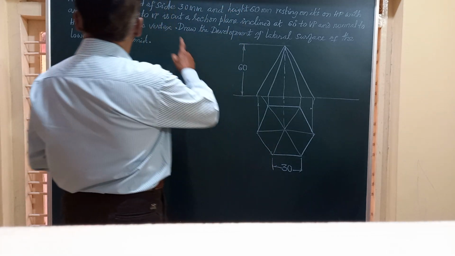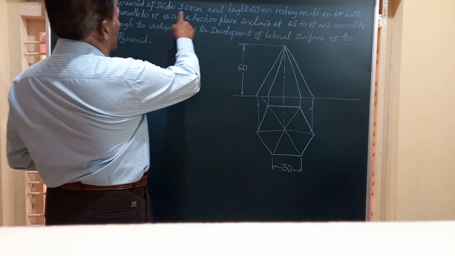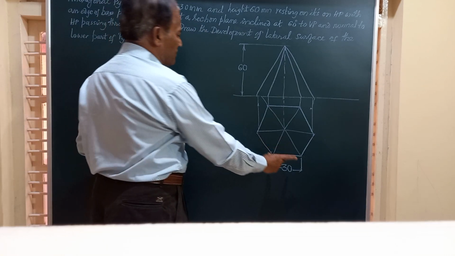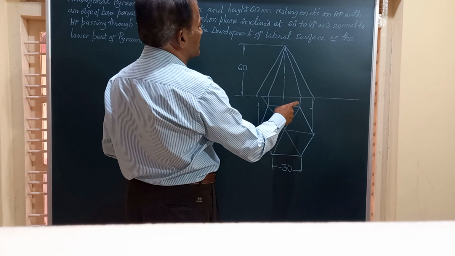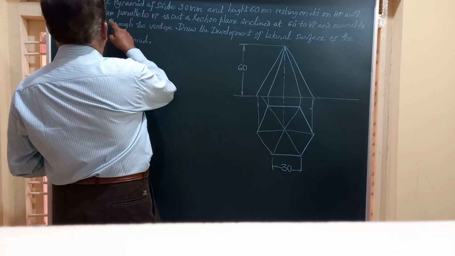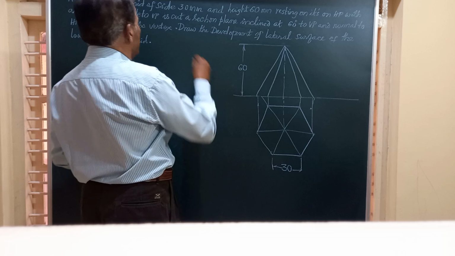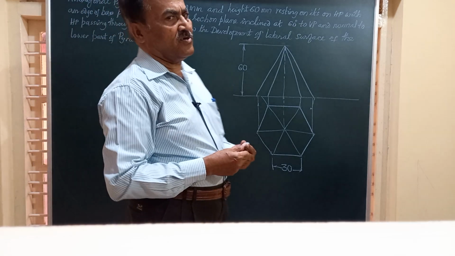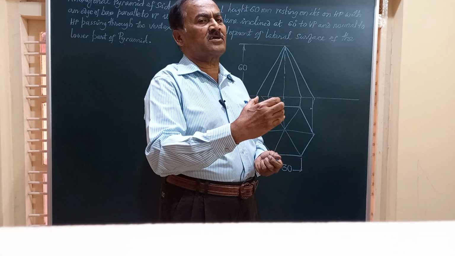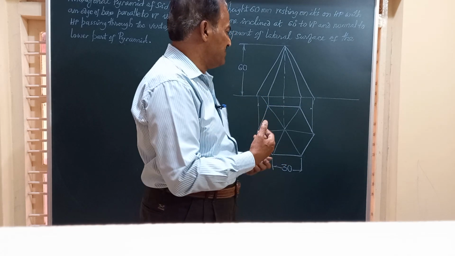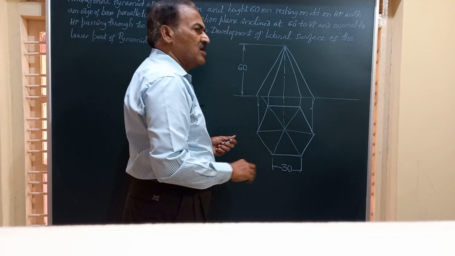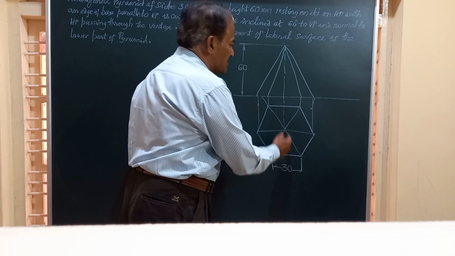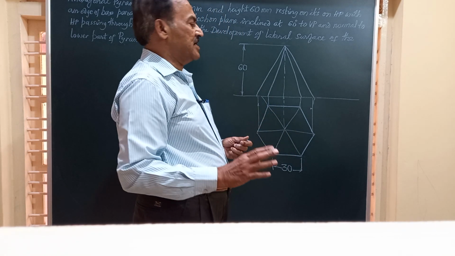Here, the question reads like this: a hexagonal pyramid of side of base 30 mm and height 60 mm, resting on its base on HP, with an edge of the base parallel to VP. We will stop at this. So we have to place the object on HP. There is a hexagonal pyramid such that one of the base edges is parallel to VP, or two of the base edges parallel to VP. It is one and the same.